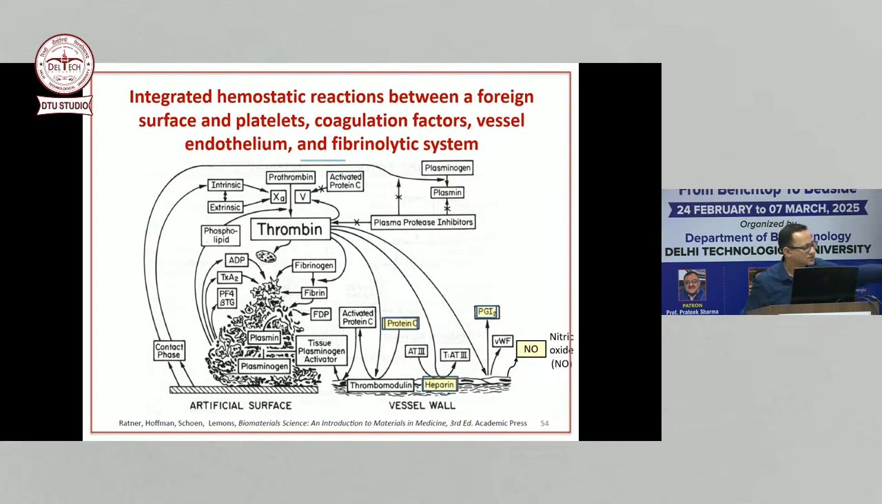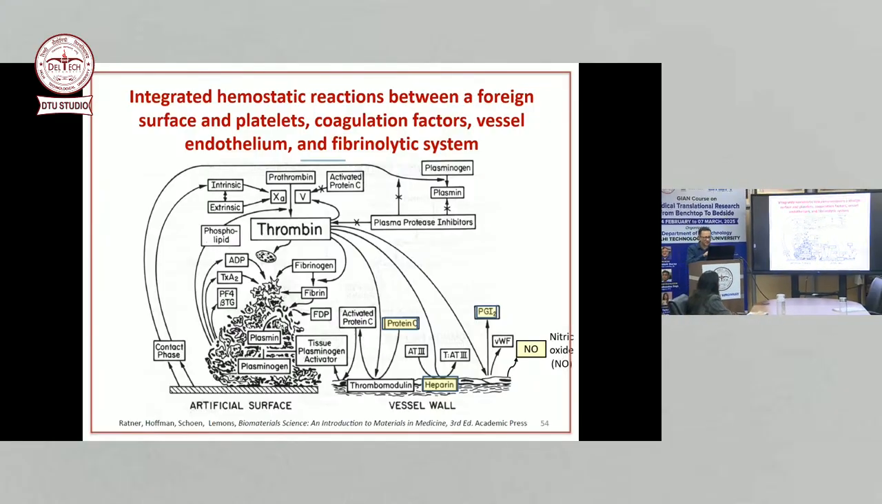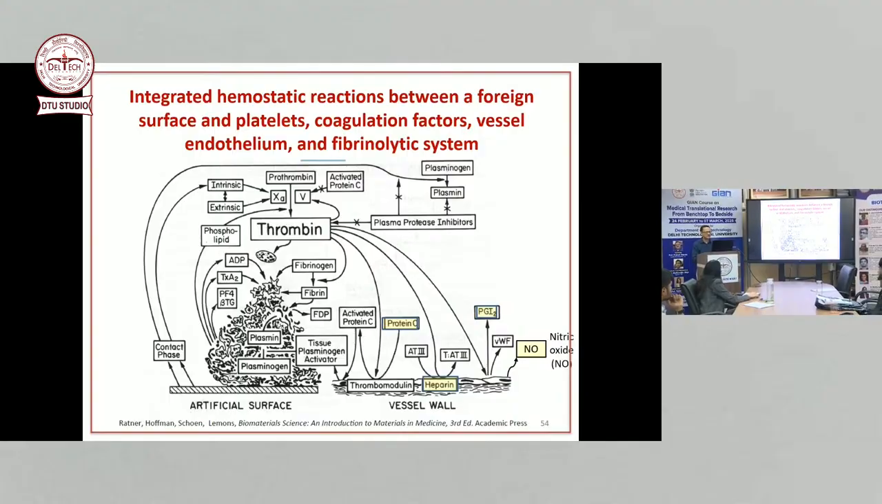This is just showing a little bit, don't worry about it. But one thing is, this is again from Dr. Buddy Ratner, Dr. Hoffman that we talked about. It's their third edition book, I think, from where we got this. So how the intrinsic and extrinsic pathway, factor 10, thrombin, prothrombin, it's all that.